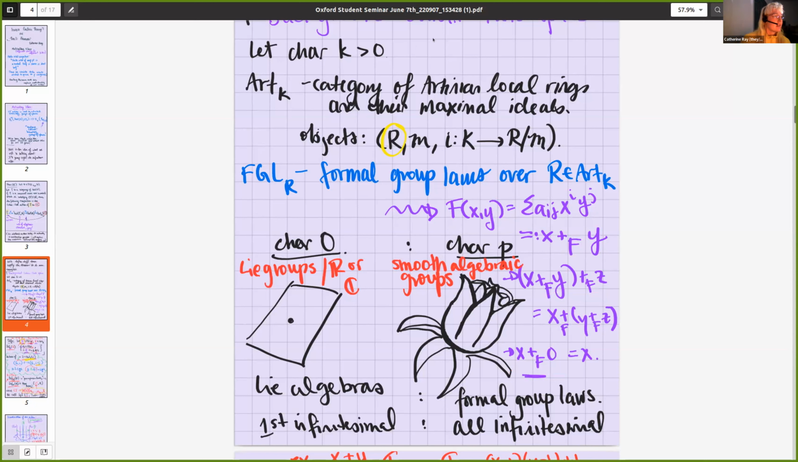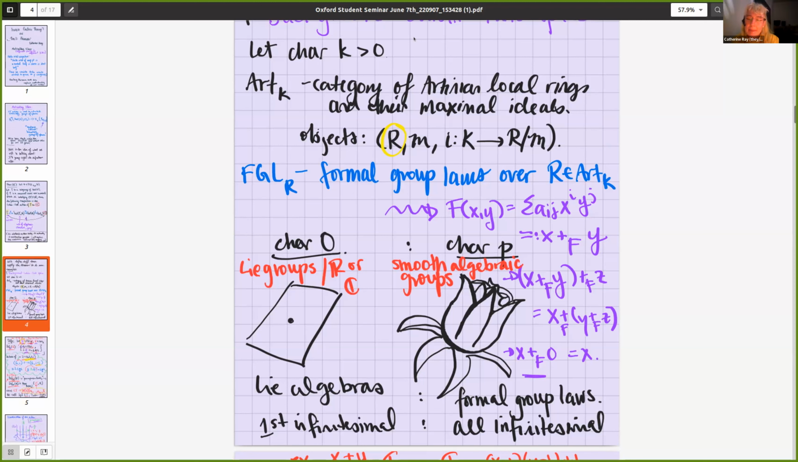Great. So does anybody have any questions before I scroll on? Sorry? I have a question. Yeah, go ahead. If I took an algebraic group and then looked at the functions on the formal neighborhood at the identity, and then looked at what the multiplication induced on that, is that what the formal group law is?